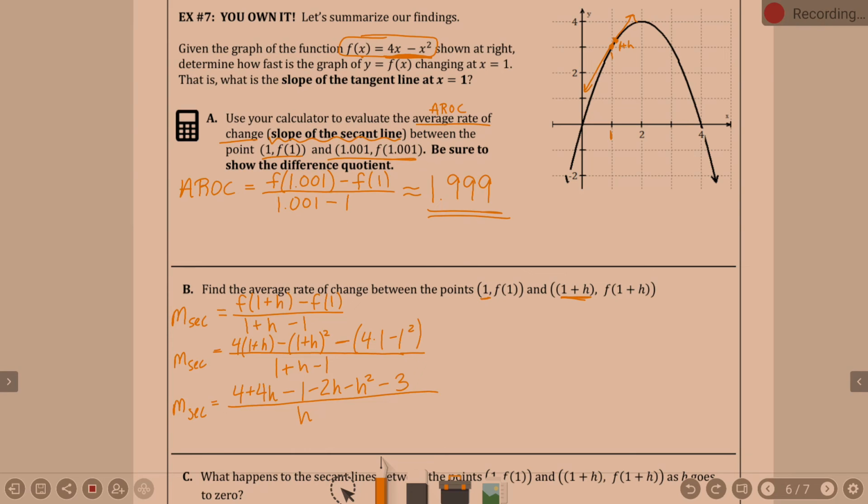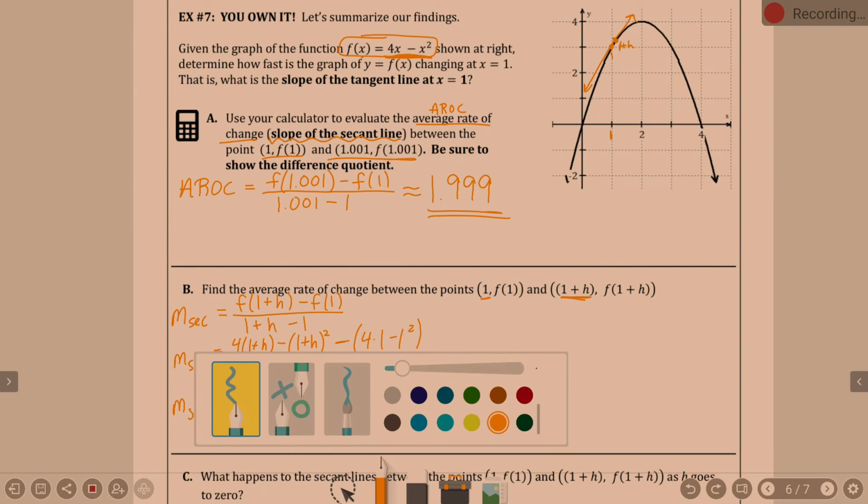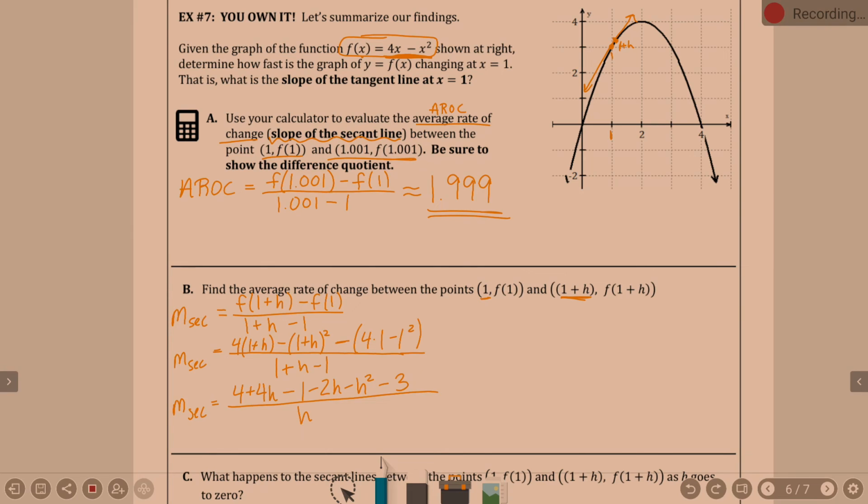Okay, anything cool happen here, I hope? You're left with 4h minus 2h, which is 2h. 4h minus 2h is like terms. What other like terms do you have? 4, 1, and 3. 4 minus 1 minus 3, 0. So 2h minus h squared over h.